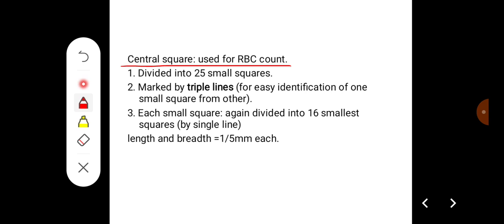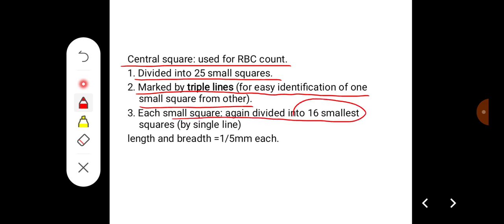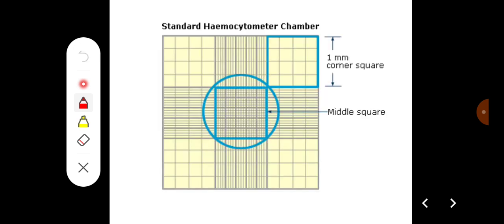The central square, which is utilized for counting of RBC, is divided into 25 small squares, and they are marked by triple lines for easy identification of one small square from each other. Each small square is again divided into 16 smallest squares by single lines, and hence the length and breadth of each intermediate square is 1 by 5 millimeter each. So this is the central square which is used for the counting of RBC.